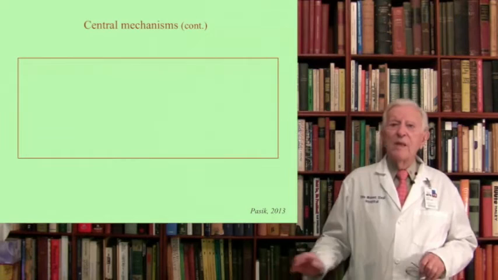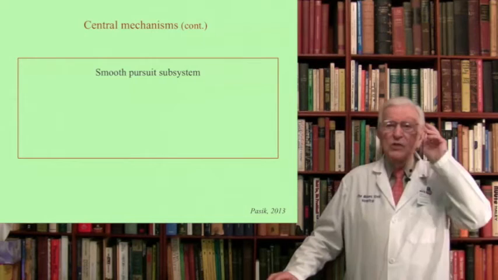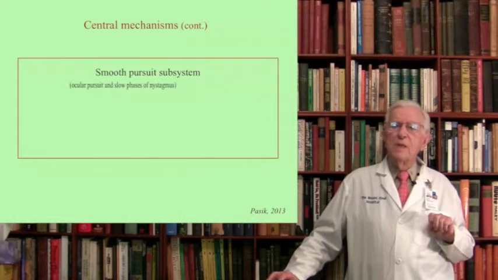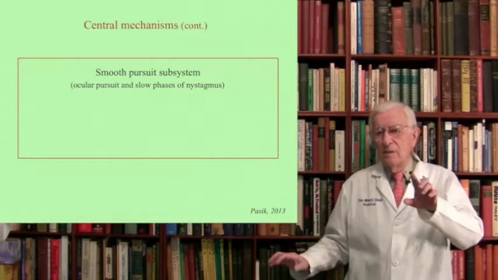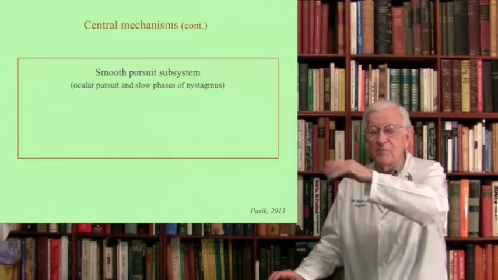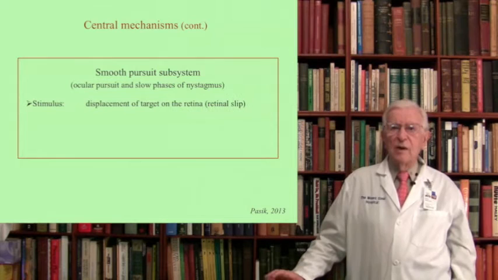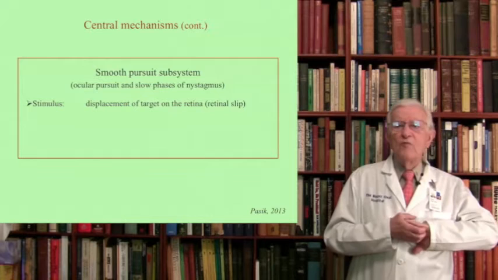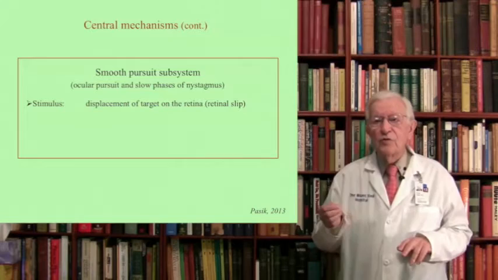Now we go to another one, which is the smooth pursuit subsystem. This is a completely different kind of movement because the stimulus now is actually, I'm sorry, this takes care of the ocular pursuit, the following of something with the eyes, and also the slow phases of nystagmus, whatever they are elicited by. Now, the stimulus for the smooth pursuit subsystem is the displacement of the target on the retina, what is called the retinal slip.